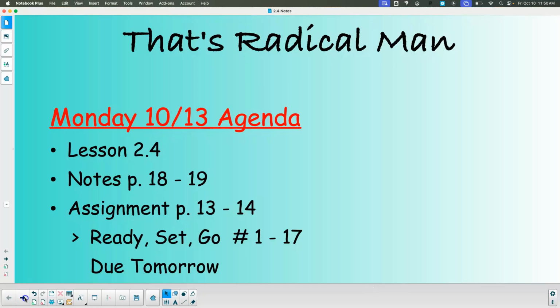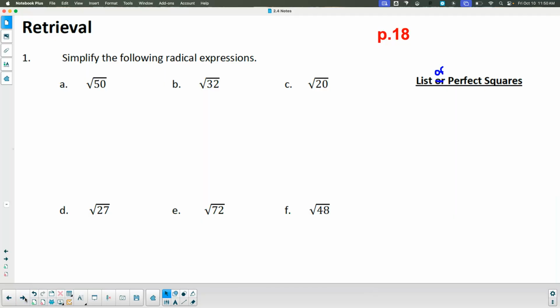So a couple of quick notes here. First, in the retrieval, we're talking about simplifying radicals today a little bit and just refreshing your memory on simplifying radicals. Two different ways of thinking about this. So the first way is you can think about your list of perfect squares.